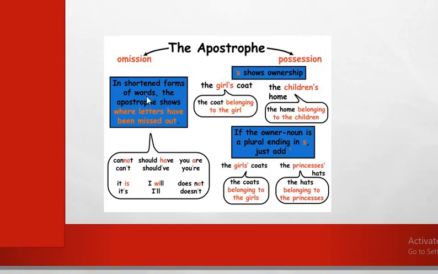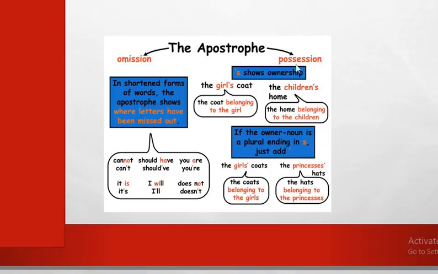In shortened-form words, the apostrophe shows where letters have been missed out. Cannot, can't; it is, it's; should have, should've; I will, I'll; you are, you're; does not, doesn't.